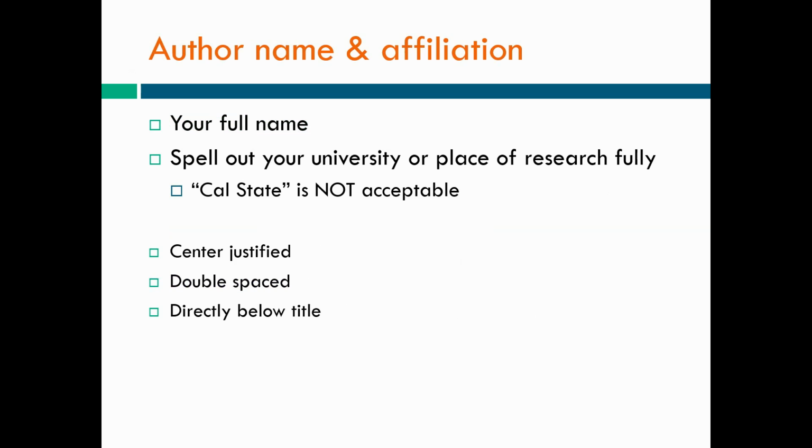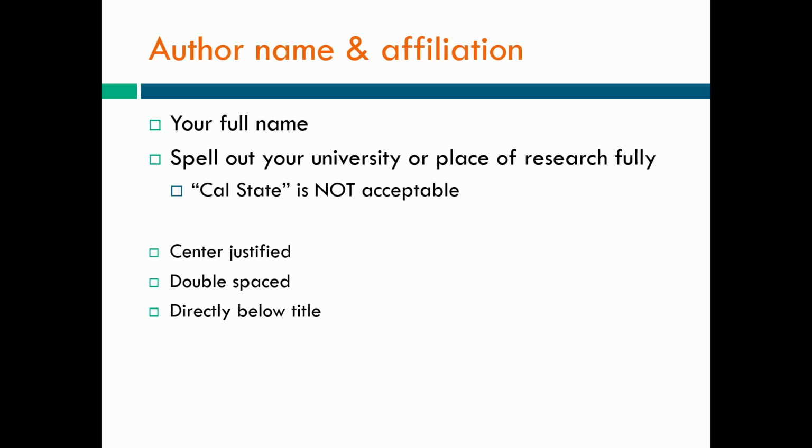There is an author name and affiliation section to the title page. So it's your full name. Okay, spell out your university. Cal State is not acceptable, so you have to write out California State University, San Bernardino. And just in case this is a lot of information so far, just know that an example is coming up that'll place a visual in terms of what to expect. So don't worry if there's so many details and you're not able to keep up. Just know that there is an example title page posted later on in the PowerPoint.